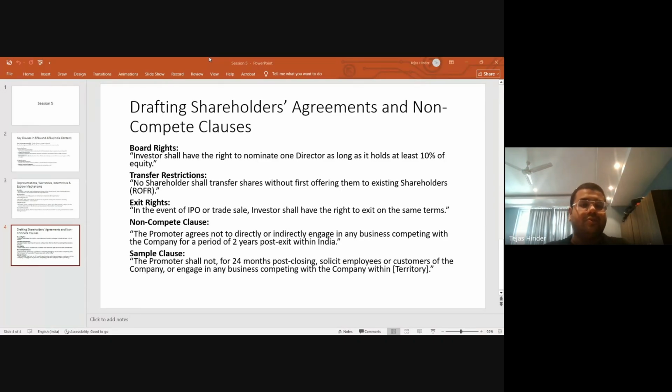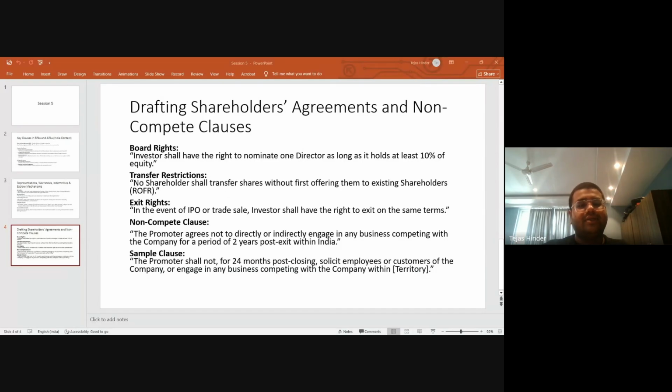This position was held by the Supreme Court of India itself. And then comes the promoter exit in M&A, which basically is that non-compete clauses are enforceable when promoters sell shares along with control and goodwill.